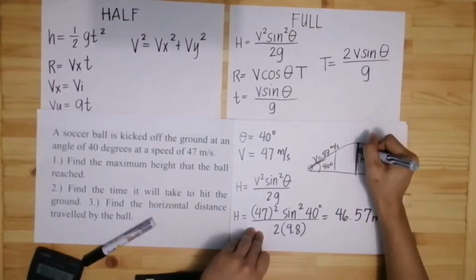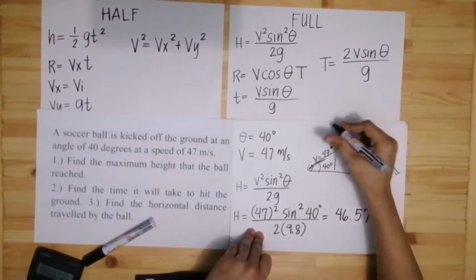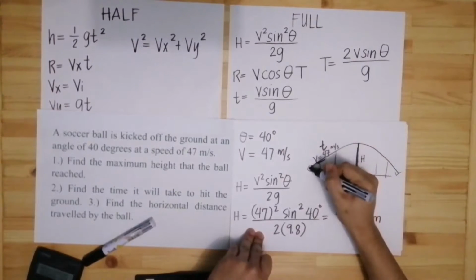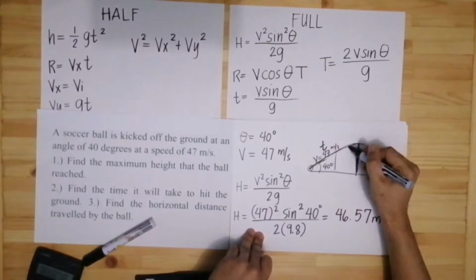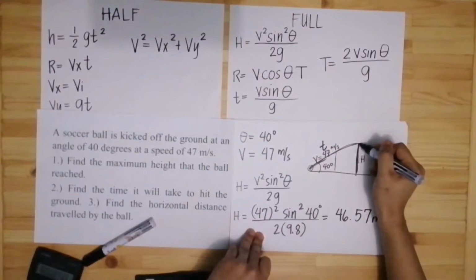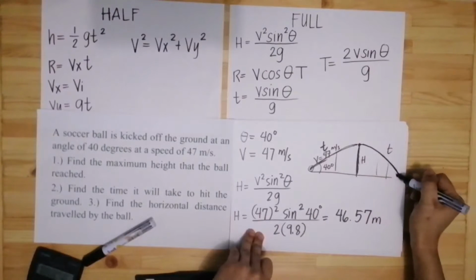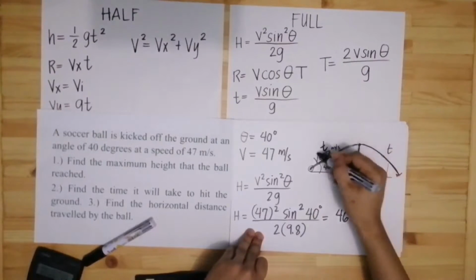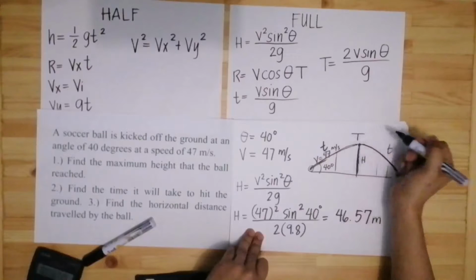Meron tayo dito, di ba ito yung maximum height? Kung hatinan sa dalawa yan, may time na maliit dito. Yan ay mula dito lang hanggang dito. Then meron din tayong time dito, mula naman dito sa maximum height hanggang dito sa pinatunguhan niya. Time. Then pag pinagsama yan, that is equal to total time.